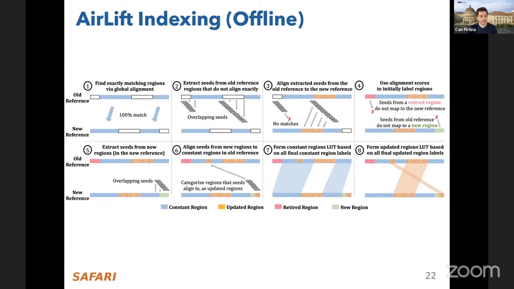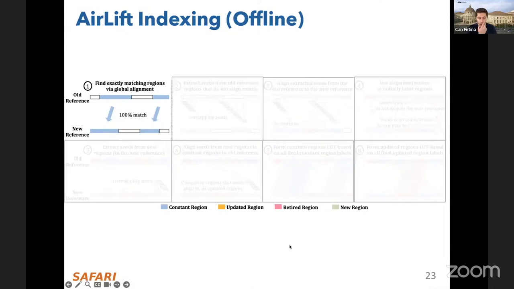The AirLift indexing step has 8 steps, and the goal is to accurately identify all these 4 regions that can exist between the old reference genome and the new reference genome. So I'll now quickly go over all of these 8 steps to illustrate how we're constructing the AirLift index.